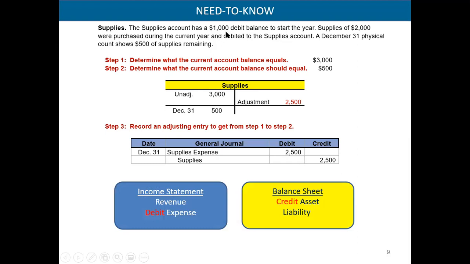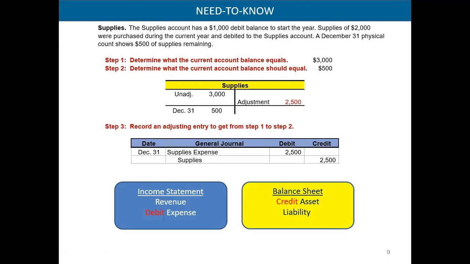We started at 1,000. We purchased another 2,000. So then at that point, we had 3,000 worth of supplies, right? Through the year, we had $3,000 worth of supplies available for us to use. Now we get to the end of the year. A December 31 physical count shows 500 of supplies remaining. So we had 3,000. Now we're down to 500. We need to adjust this account for 2,500. That's the amount of supplies that has been used, right?